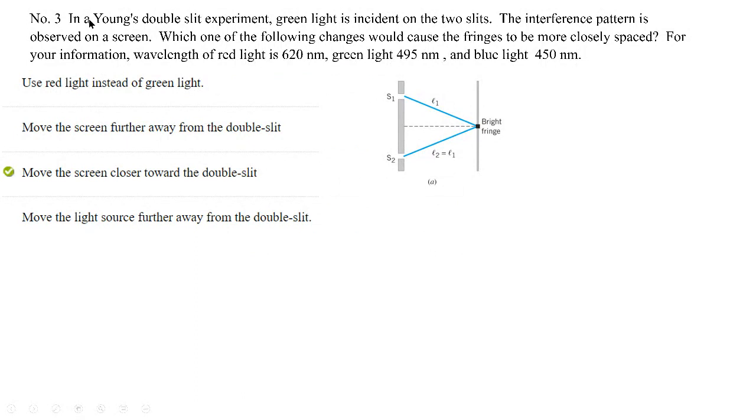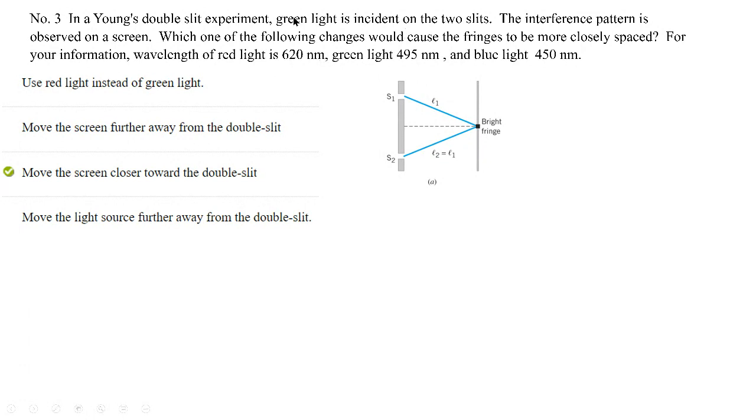Okay, so now the third one. You say, I have a Young's double slit experiment with 2 slits and green light. And they even wrote down for you: red light 620 nanometers, green light 495, and blue light, meaning that red light is longer wavelength than green light and blue light is shorter wavelength. All right, so they are preparing you for it.